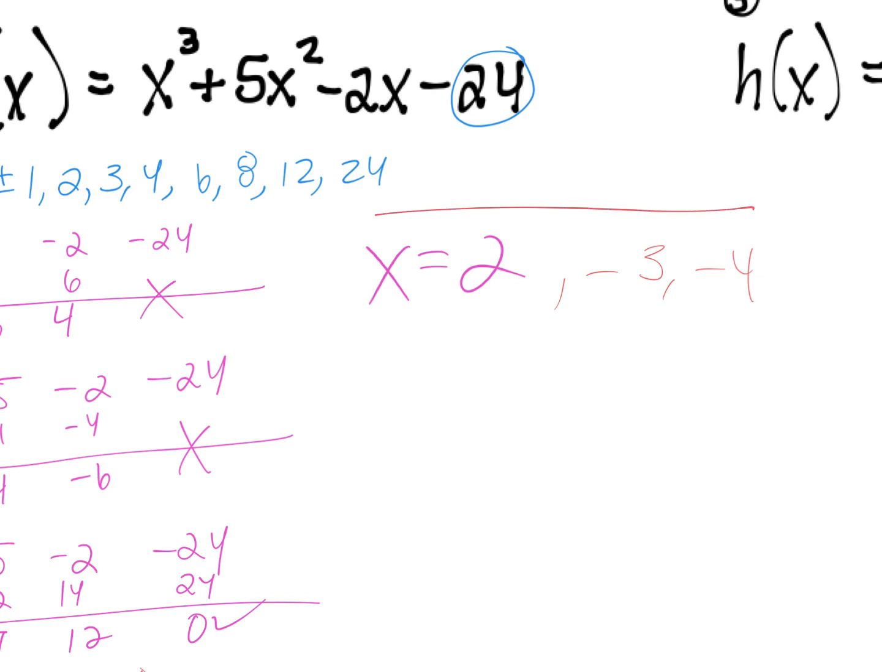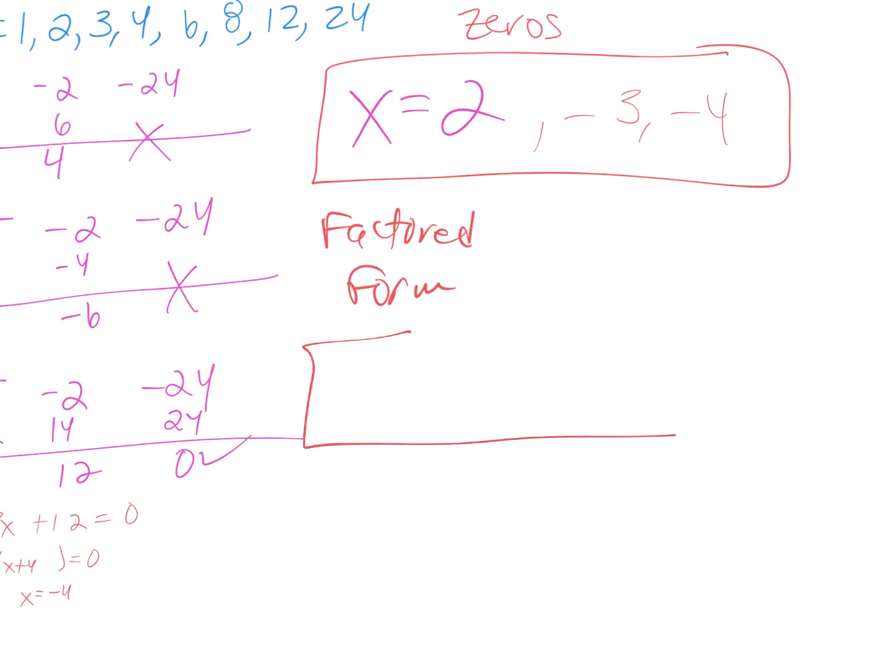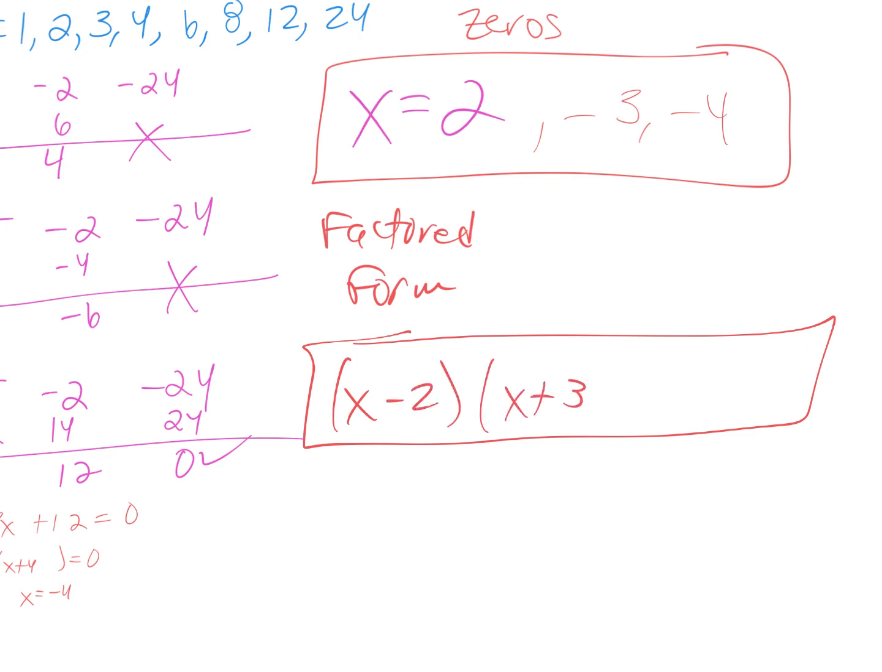These are my zeros. When they ask what the zeros are, that would be your answer. If they say, write your answer in factored form, what would my three parentheses look like? X minus 2, I'm going to go in order. X plus 3, right? And x plus 4. Does everybody understand how we're getting the parentheses?